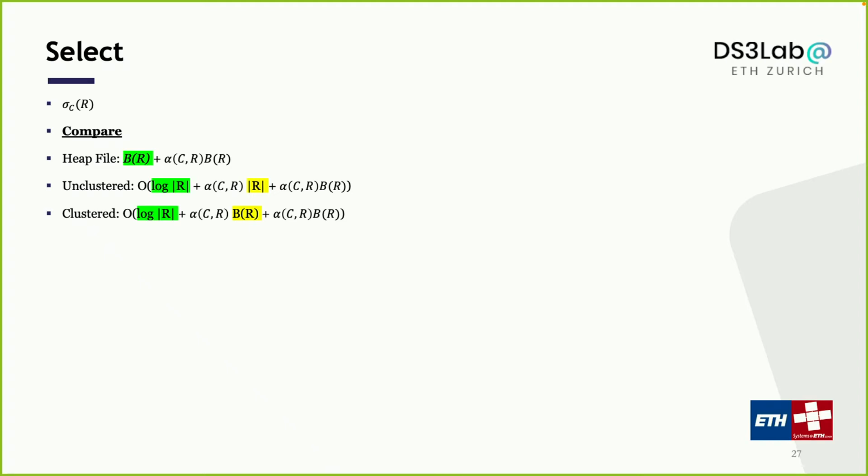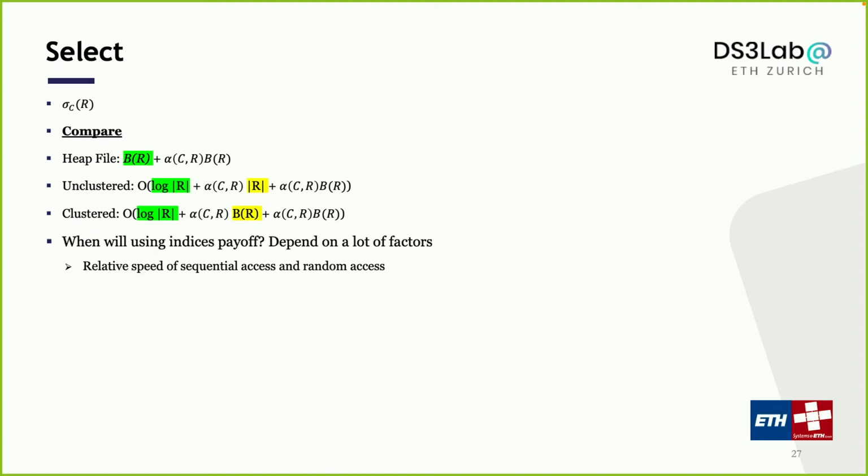Instead, if you do a sequential scan, you just scan it. So that is one key difference. It's not always clear that using indexes is always good, and it's not really clear that using a heap file is always slow. It depends on many things. It depends on the relative performance, the speed of sequential access and random access.